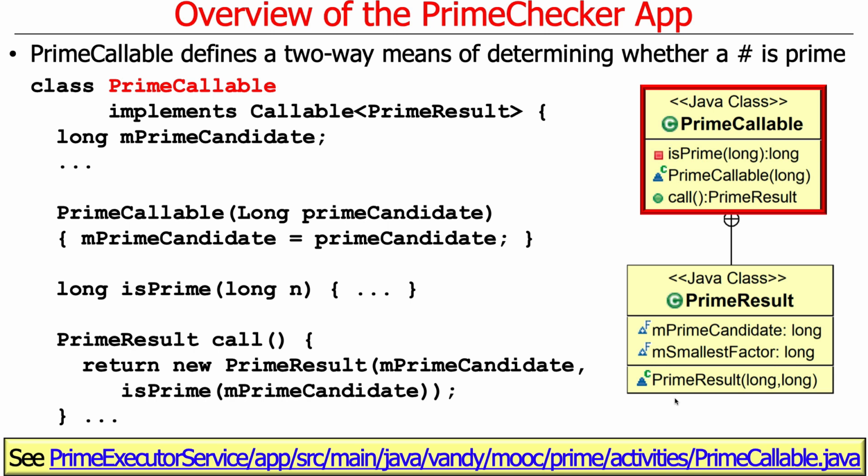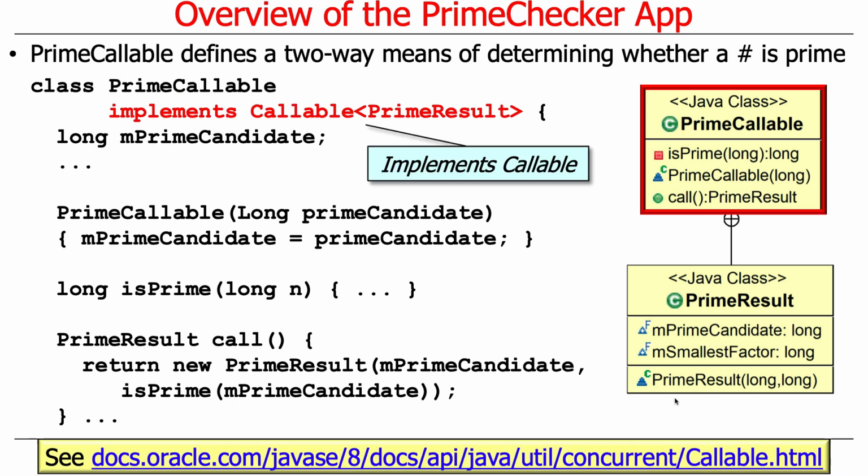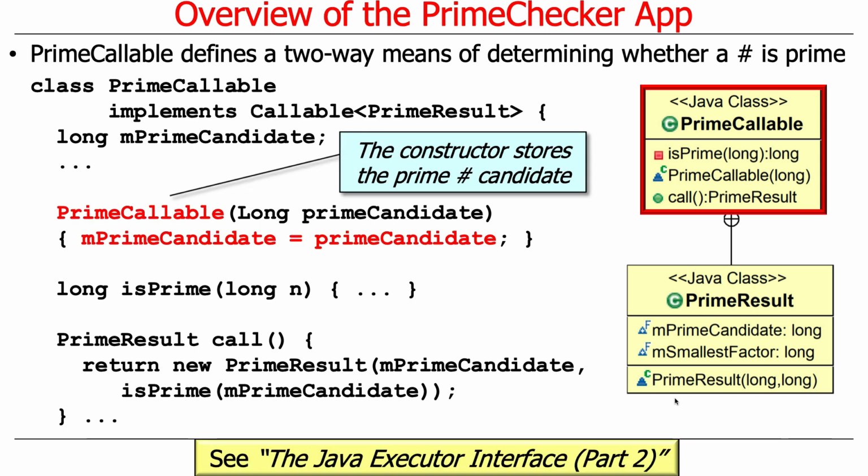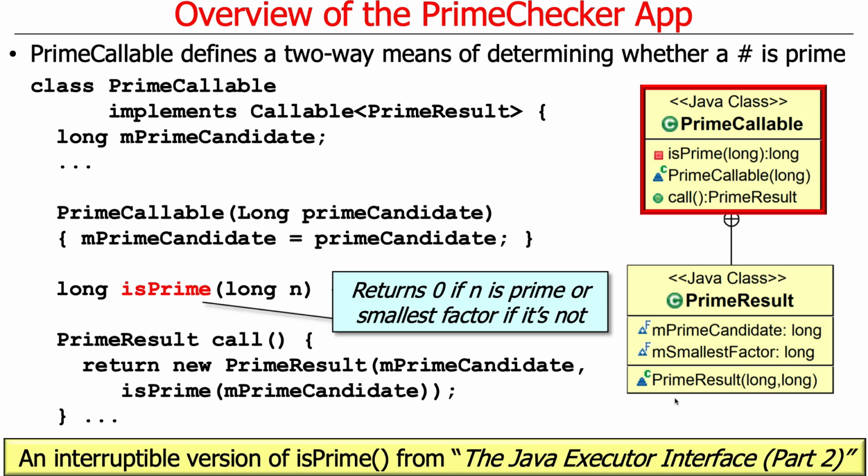Here's the little helper class called PrimeCallable, which implements Callable. Remember, Callable is the interface that's defined in the Java Executor framework, the ExecutorService framework, in order to be able to do two-way calls. So those are the two-way calls that are going to do some computation and return a result. And PrimeCallable is just an implementation of that interface. The constructor will stash away the prime number candidate. This is the number we're checking to see if it's prime. This is the random number that was generated automatically.